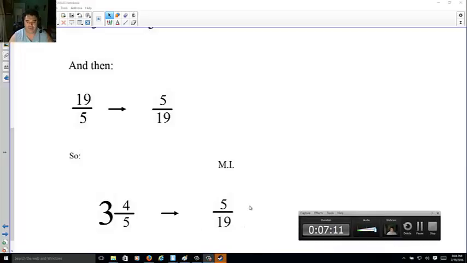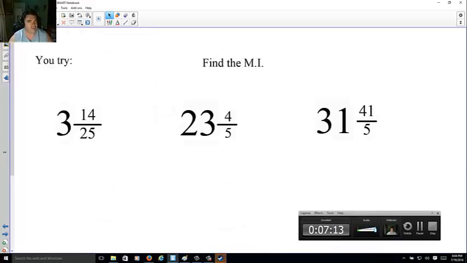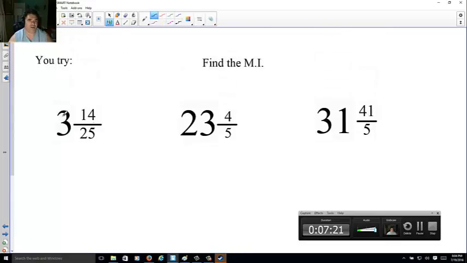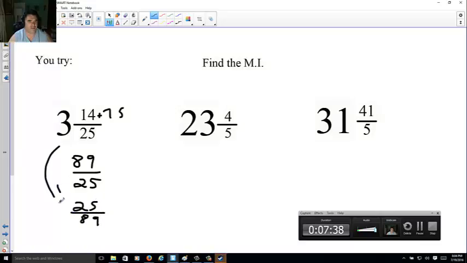I have to keep a timer on this because I don't want to run past 15, but this is pretty complex. So you try. Find the multiplicative inverse at this time. Let's see how you did. Oh, I didn't write them down ahead of time. That's okay. 3 times 25 is 75. So 14 plus 75 is going to make 89 over 25, but you have to flip those. So 25 over 89. That's the multiplicative inverse.